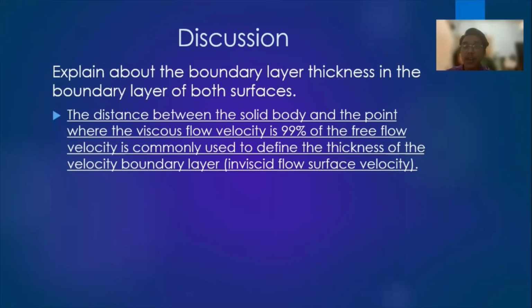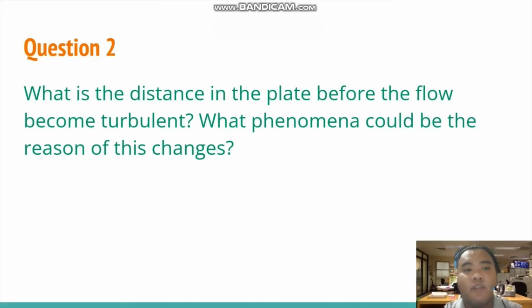The distance between the solid body and the point where the viscous flow velocity is 99% of the free flow velocity is commonly used to define the thickness of the velocity boundary layer in viscous flow surface velocity. We can see from this experiment that the rough surface turbulent region occurs at the lower Reynolds number, whereas the smooth surface turbulent area occurs at the higher Reynolds number. Okay, thank you for answering the first question.